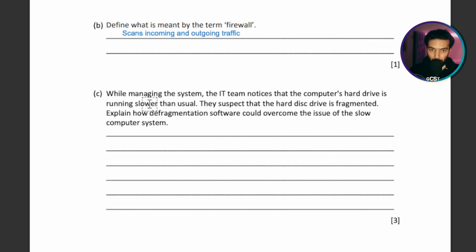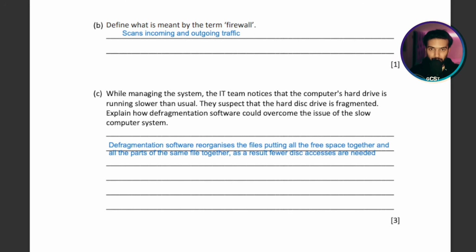Alright, part C. While managing the system, the IT team notices that the computer's hard drive is running slower than usual. They suspect that the hard disk has become fragmented. Describe how defragmentation software could overcome the issue of slow computer system. So, defragmentation software reorganizes the files and all free spaces together and all parts of the same file together. As a result, fewer disk accesses are needed.